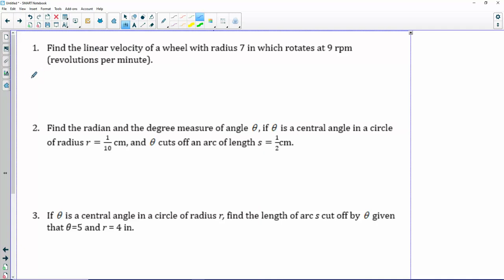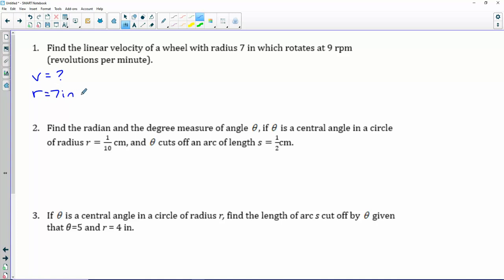Alright, so find the linear velocity. So linear velocity is v. Radius is 7 inches. Rotates 9 revolutions per minute. Revolutions per minute is giving me what variable? That's my omega. But the problem is, omega has to be in radians. So the first thing I need to do is convert that.